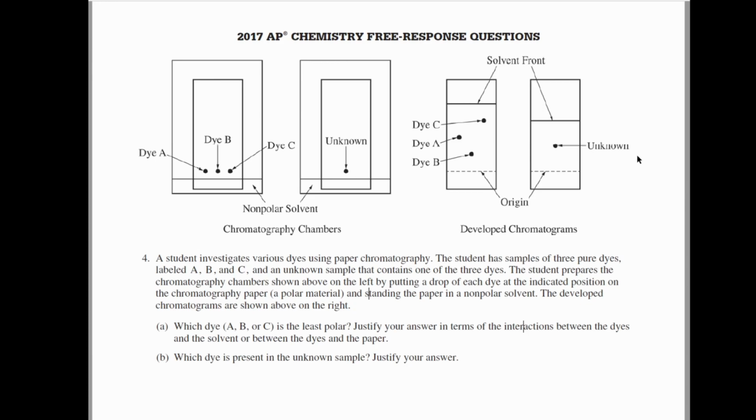So the retardation factor here is about a half, and the only one that has the same RF here is A. So A is the unknown because it moved a similar fraction of the distance the solvent did. Or more appropriately, the unknown is dye A because the RF factor is the closest.